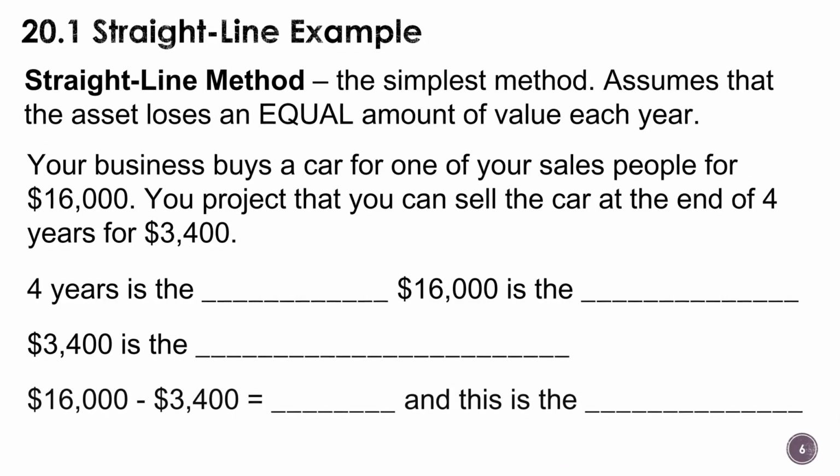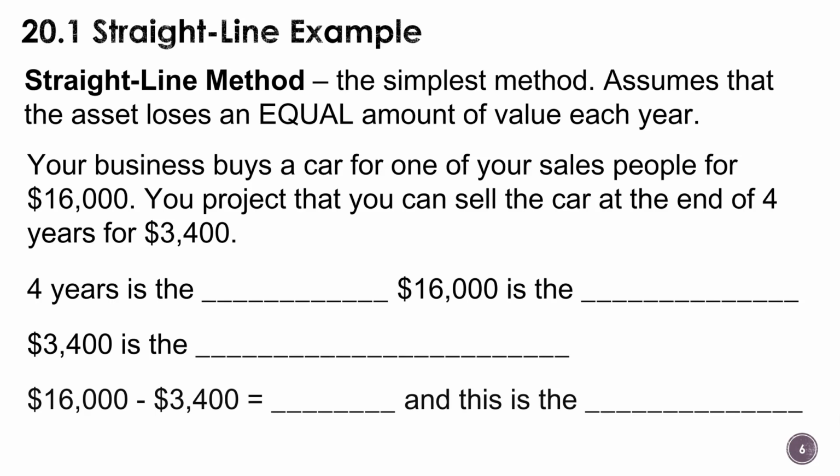Okay, so we start with the straight line method, which is definitely the easiest method, the simplest method. And it assumes that your asset is going to lose an equal amount of value each year. And on several examples, we're going to be talking about a car for a salesperson to use. Okay. So your business buys a car for one of your salespeople for $16,000. You project that you can sell the car at the end of 4 years for $3,400. So by saying that, that's actually telling us something about the salvage value.